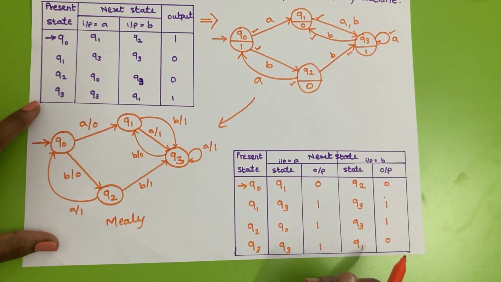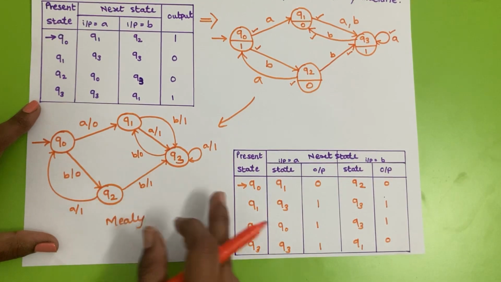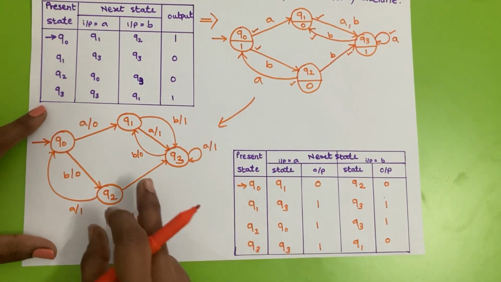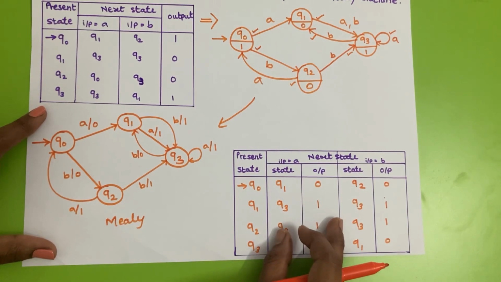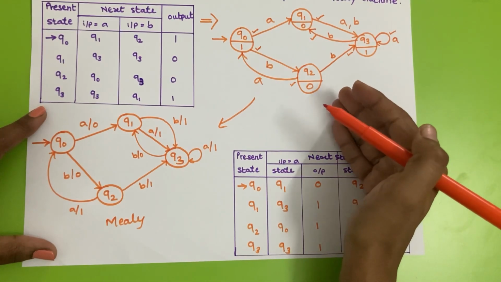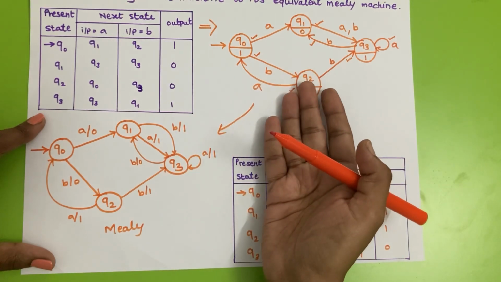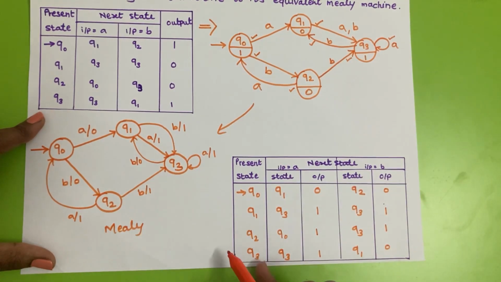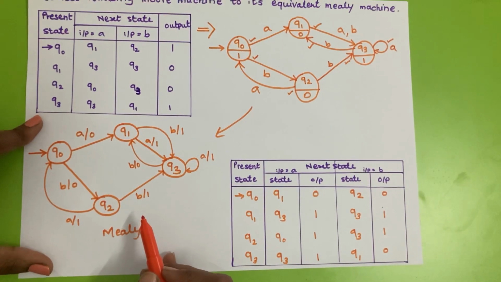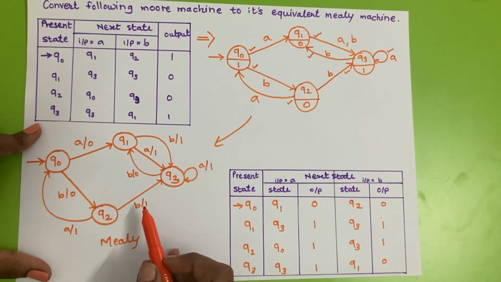It is enough to draw either the transition diagram or the transition table because these are interconvertible. So in exams you can draw either the diagram or the table. I think this is the easiest way to convert: I converted the table into a diagram and then the diagram into a diagram. So there is no need to draw the table after drawing the transition diagram. This was all about the conversion of Moore machine to its equivalent Mealy machine.